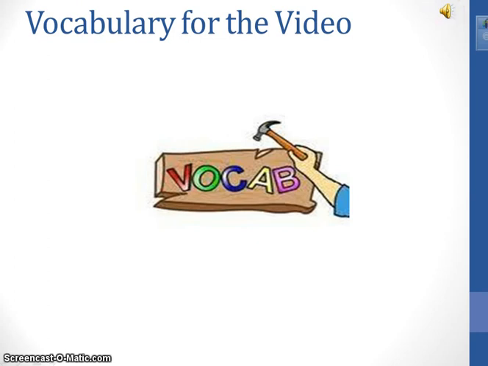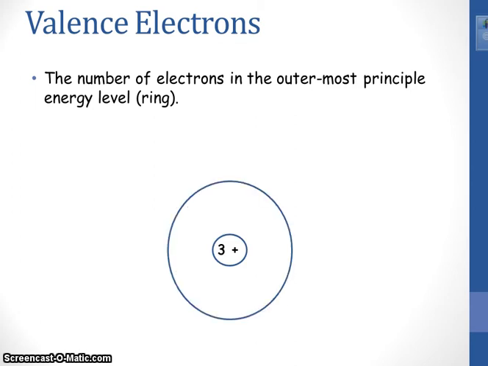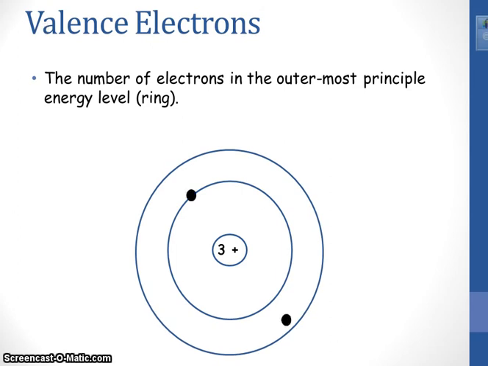Vocabulary. Valence electrons: the number of electrons in the outermost principal energy level. So for example, if we have 3 protons, in the first ring we will have 2 electrons, and in the last ring we will have the remaining third electron. So we have 1 valence electron.